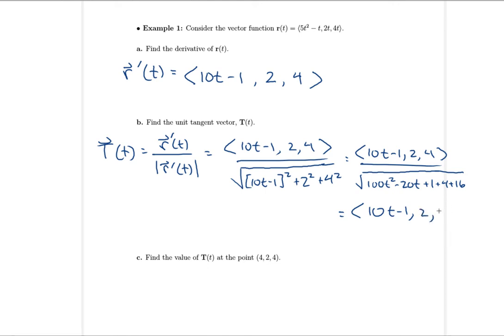So what's the point of this? The point of this is that then you can plug in any value of t, and instead of just having r prime, now you have a unit tangent vector, one that's only going to be a length of 1, no matter what t value you plug in.